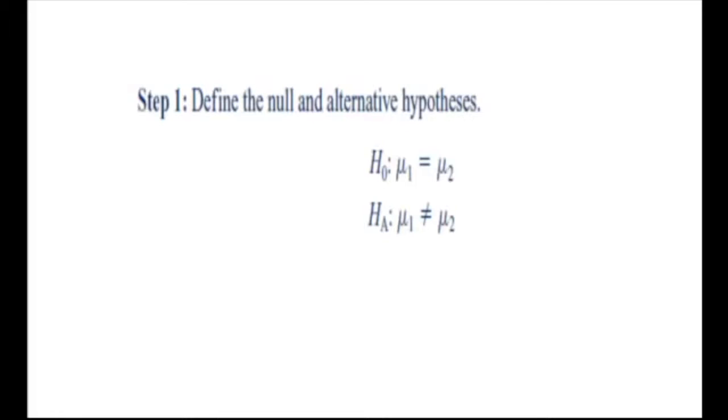The 5 steps we follow are: Step 1, the null hypothesis is that the two population means are equal. The alternate hypothesis is that the two means are different. We use a two-sided alternate hypothesis as we are just looking for a difference.